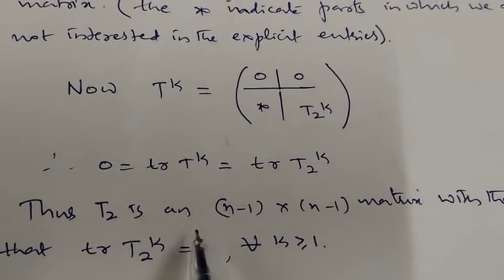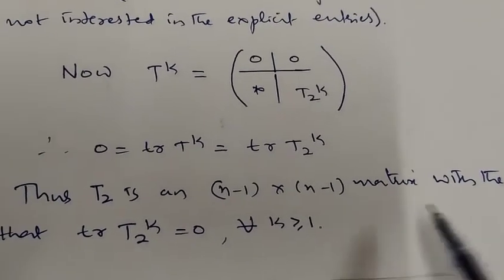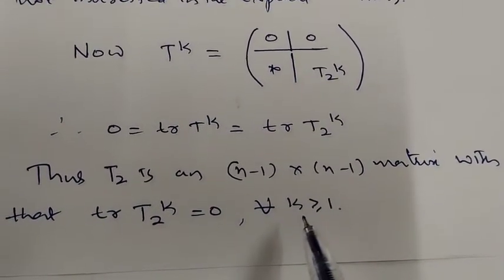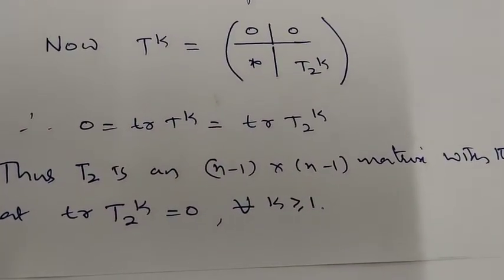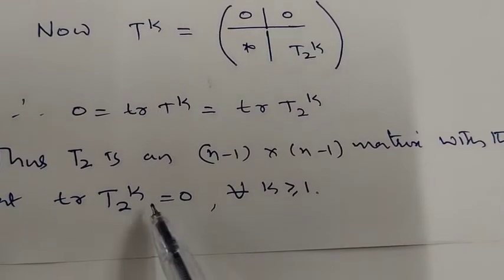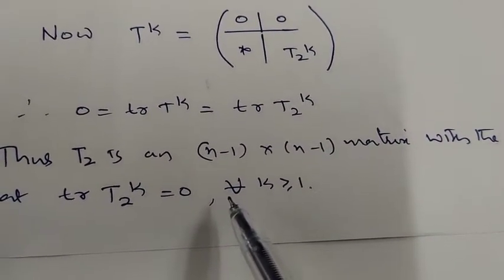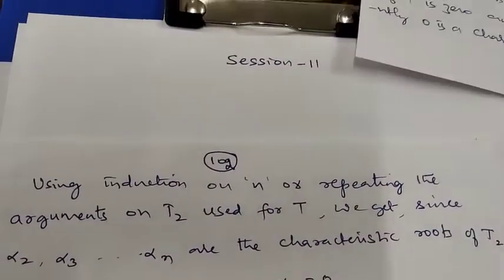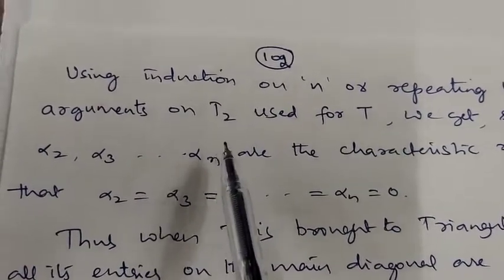Now T2 is an n minus 1 cross n minus 1 matrix with the property that trace of T2 power k is 0 for every k greater than or equal to 1. Now use the same criterion. We assume that trace of T power k is 0 and we arrive at T2 power k is 0. Now use the same condition, or make an induction on the dimension of V, which is n, or you repeat the arguments on T2 used for T.